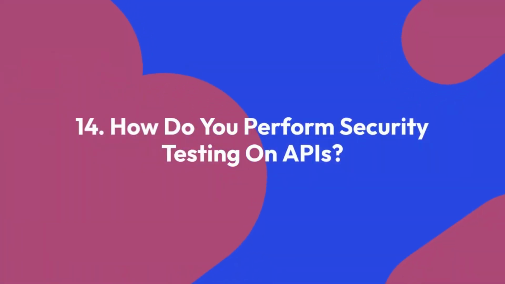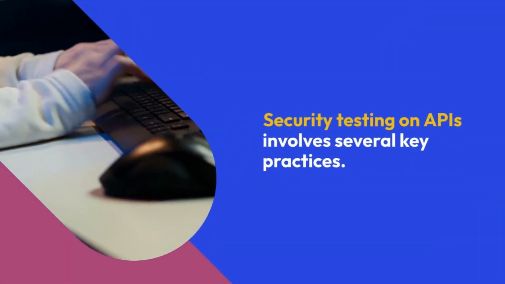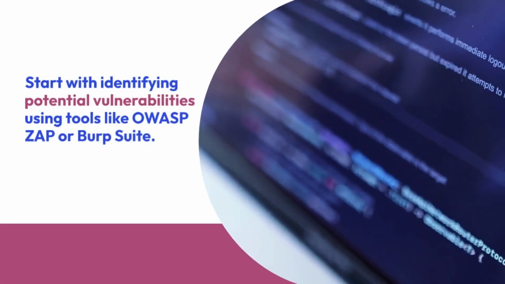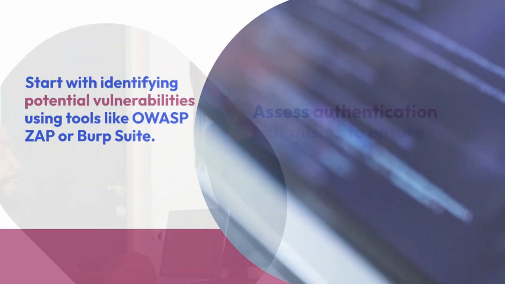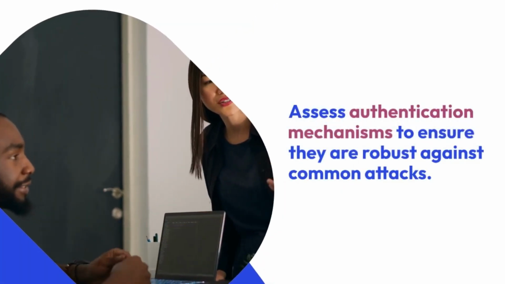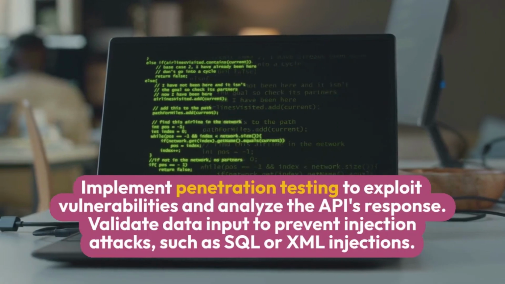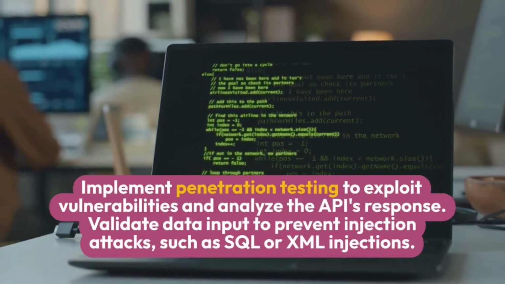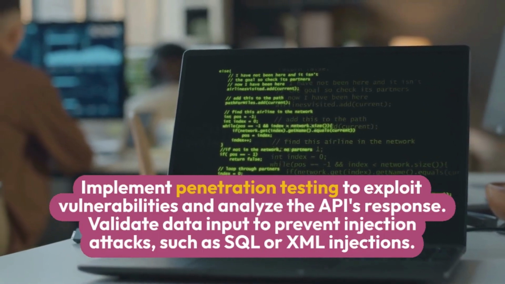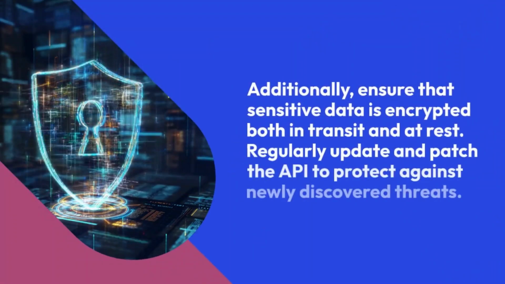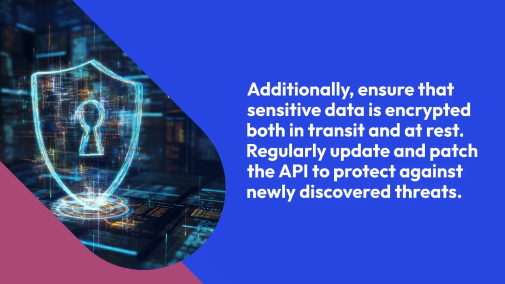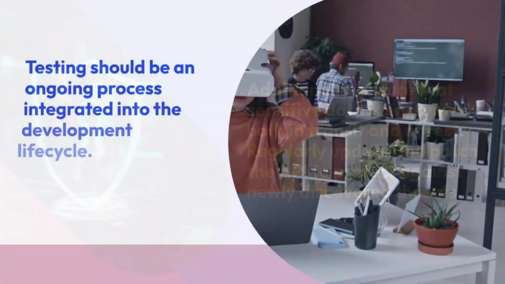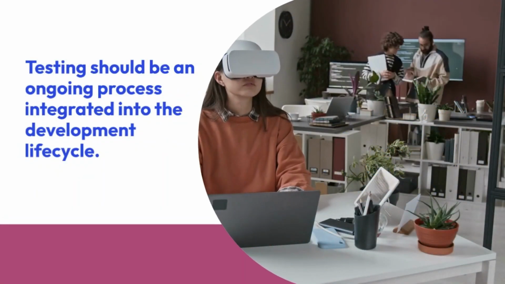14. How do you perform security testing on APIs? Security testing on APIs involves several key practices. Start with identifying potential vulnerabilities using tools like OWASP-ZAP or Burp Suite. Assess authentication mechanisms to ensure they are robust against common attacks. Implement penetration testing to exploit vulnerabilities and analyze the API's response. Validate data input to prevent injection attacks, such as SQL or XML injections. Additionally, ensure that sensitive data is encrypted both in transit and at rest. Regularly update and patch the API to protect against newly discovered threats. Testing should be an ongoing process integrated into the development lifecycle.